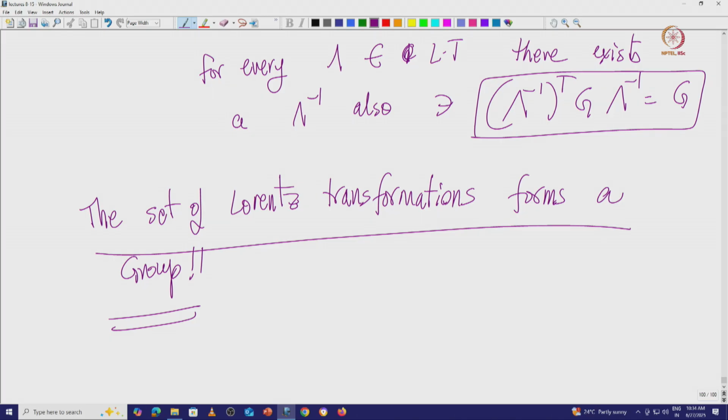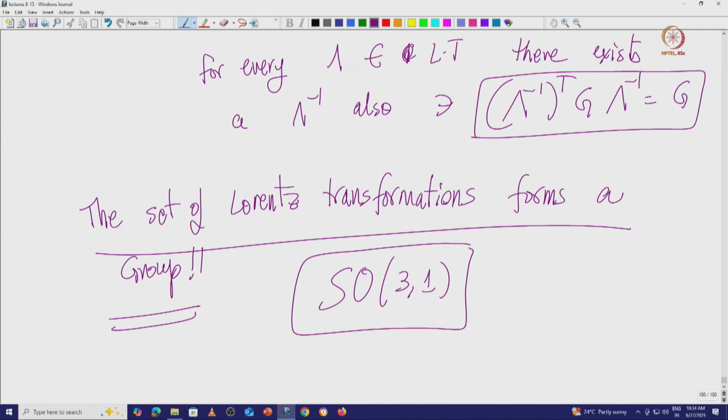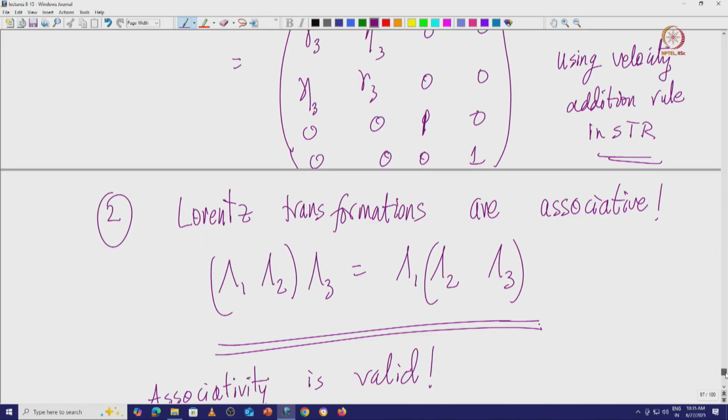This is the most important statement we have, that the set of Lorentz transformations forms a group. This group has a particular name, SO(3,1). It's a special orthogonal group, but not in 4 dimensions, but in 3 plus 1 dimensions, because we want to distinguish between the time direction and the space directions, as there is a relative sign difference between the space and time directions.